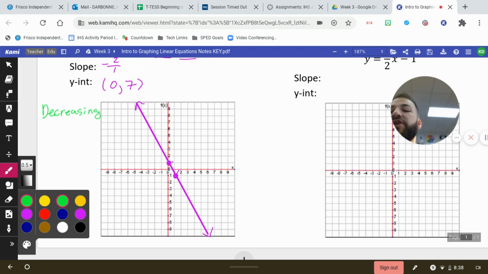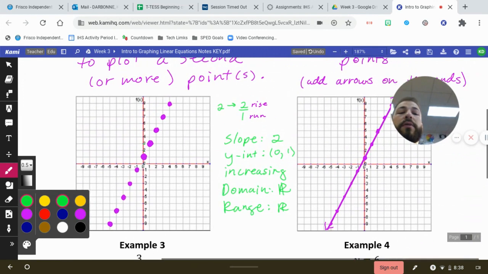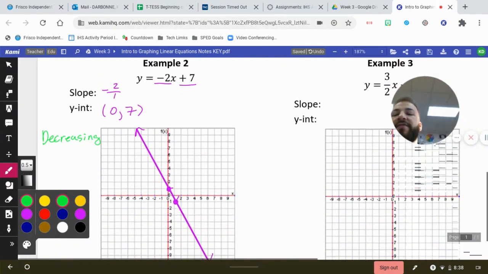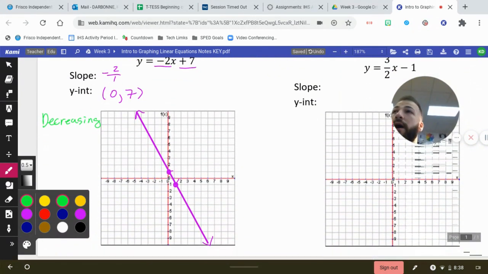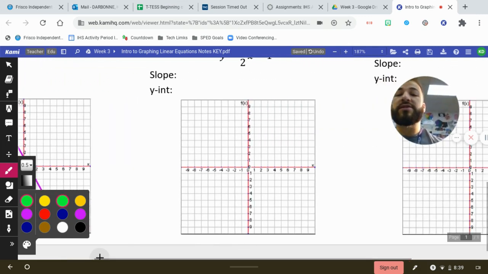Something you should notice: increasing lines have a positive slope, decreasing lines have a negative slope, and it's going to hold true to that no matter what. Then my domain, we talked about this last time, is always all real numbers because it continues on, and my range is always all real numbers. Okay, let's look at another one.